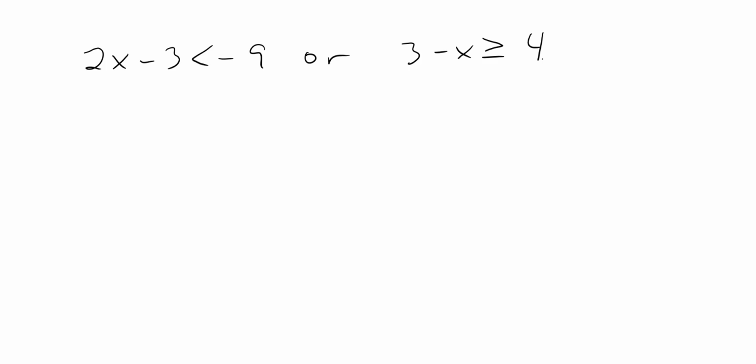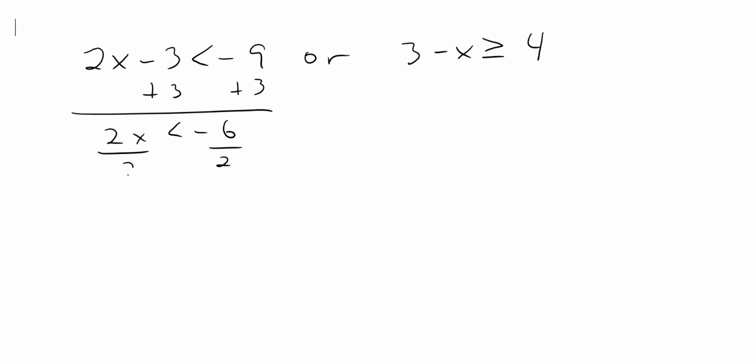So what are you going to do? You got to solve each one of these for x. So this is like from 2 days ago where you just solve. So remember, I'm going to add 3 to both sides. So you get 2x is less than negative 6. So be careful if you're adding and subtracting negative numbers. And I'm going to divide by 2. So x is less than negative 3. I didn't divide by negative, so I don't switch the inequality.